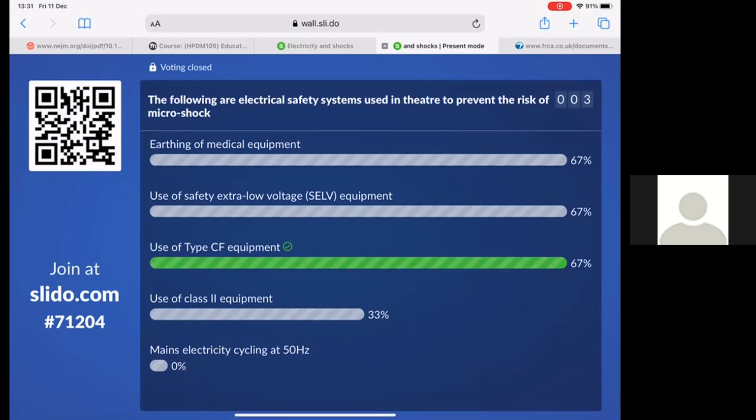Use of CF equipment is the one that protects you against microshock. It's got the heart in the symbol, so that's C for cardiac. Class 2 equipment isn't even the most protected standard classification of equipment, so it's probably not right. And mains electricity cycling at 50 hertz. It's the worst, isn't it? Yeah, absolutely.